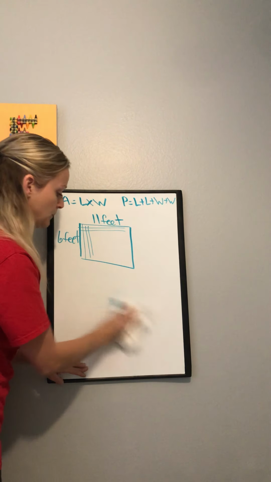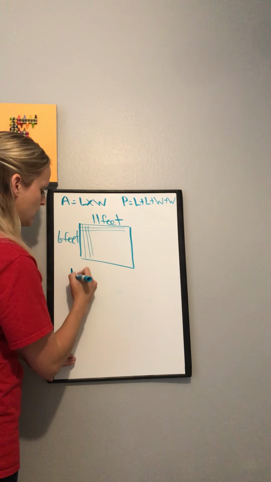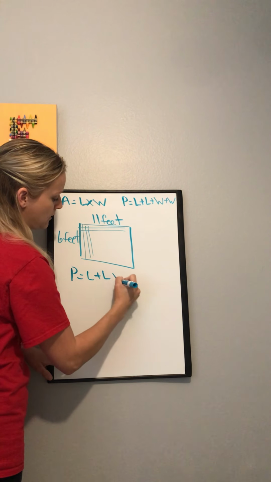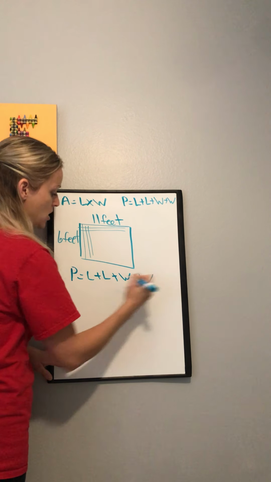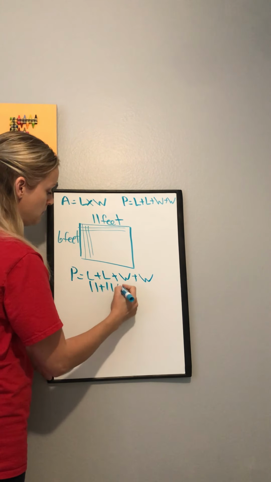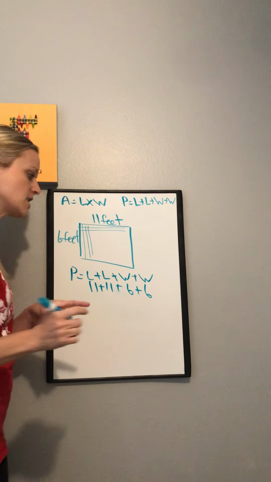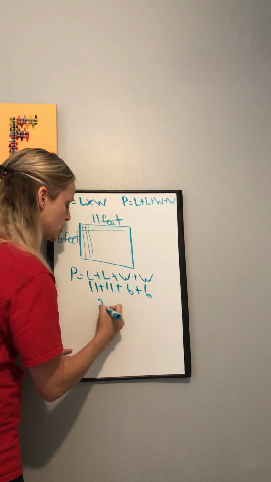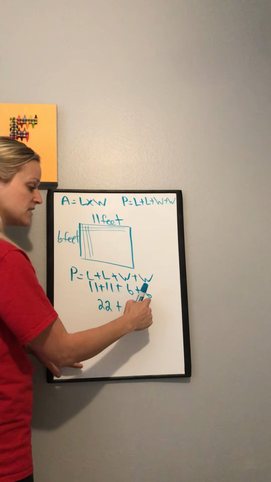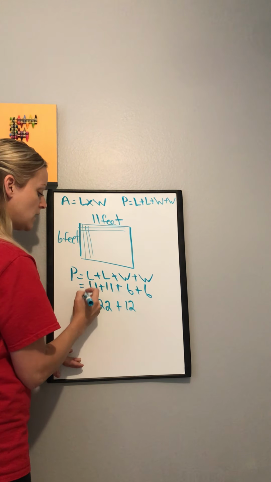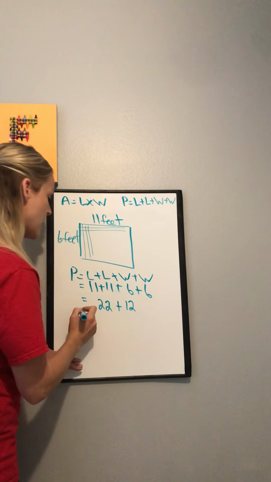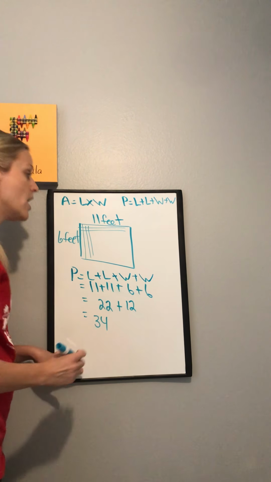So that's all I'm going to do. Perimeter. Length plus width plus width. So I'm going to do 11 plus 6 plus 6. And I'm going to do these two at a time so I don't make a mistake. So 11 plus 11 is 22. Plus what's 6 plus 6? 12. So I'm doing 22 plus 12, and that gives me 34.